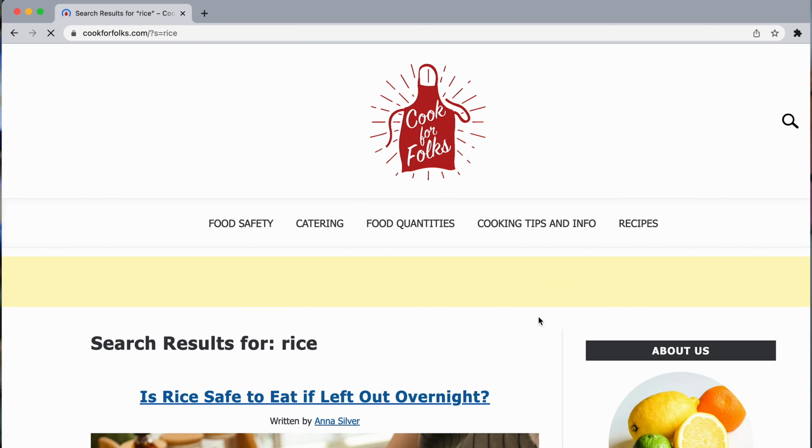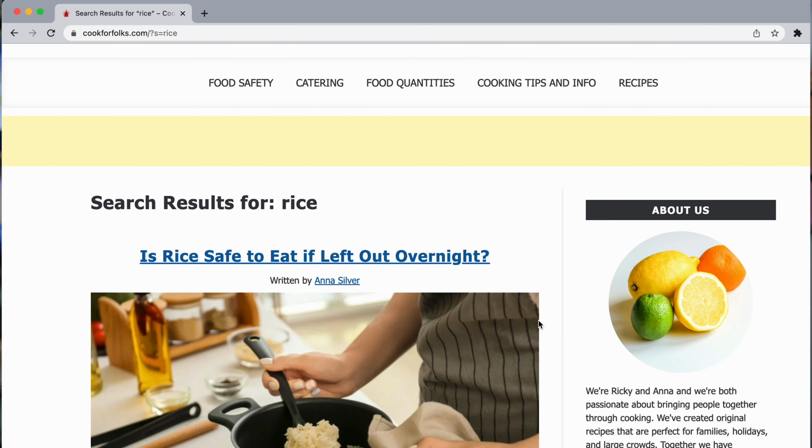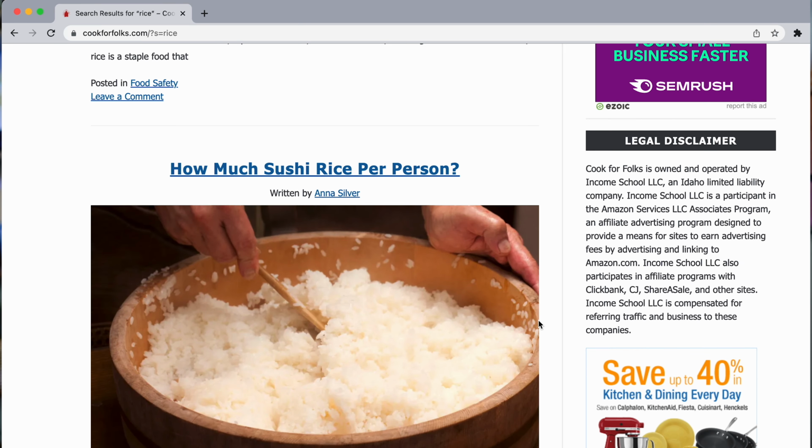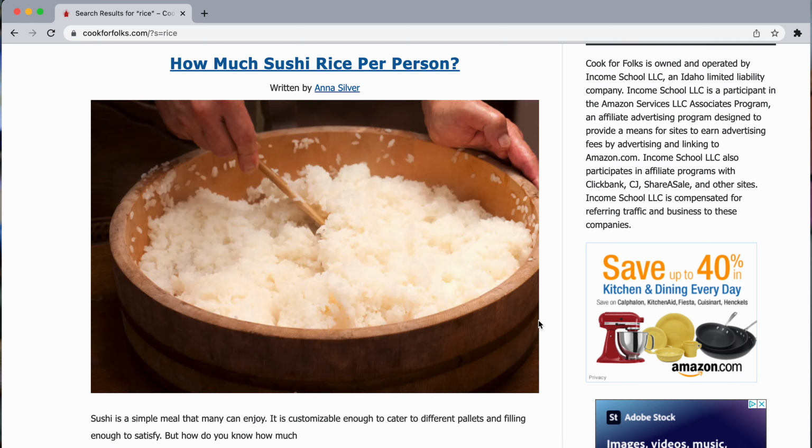All right, is rice safe to eat if left out overnight? That's gonna be a good one. How much sushi rice per person? Maybe. All right, we're kind of stretching thin there. I'm gonna go ahead and look at our recipes real quick too. All right, I found a recipe here. This is one I happen to know goes with rice really, really well, and that it's easy to make for a group. So this is one I could potentially link to as well. So I at least have 2 specific articles I could link to.